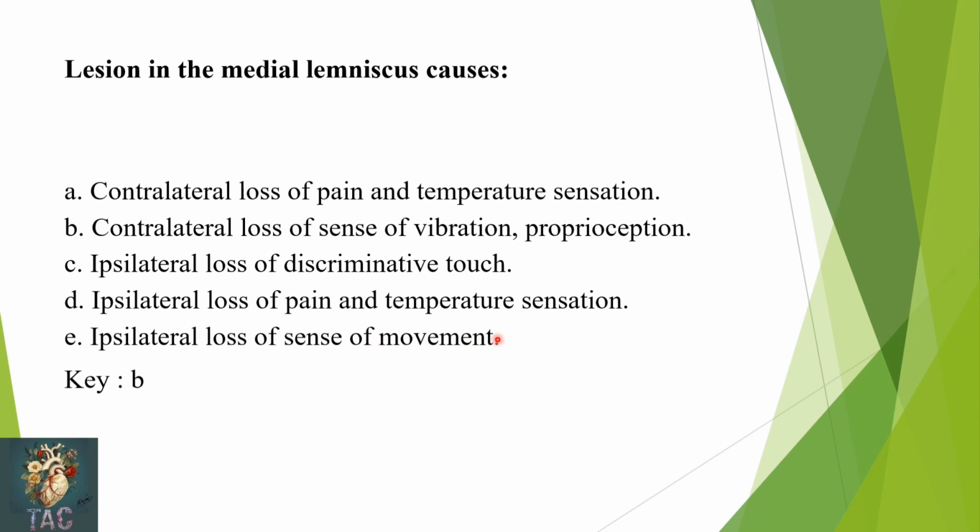So we all know that the dorsal column medial lemniscal system is carrying the sensations of fine touch, vibration and proprioception. The dorsal column is sent ipsilaterally, they decussate in the medulla and then ascend as the medial lemniscus. So there will be contralateral loss of the sense of vibration and proprioception in case of lesion in the medial lemniscus, and this will be the correct option. B will be the correct option.